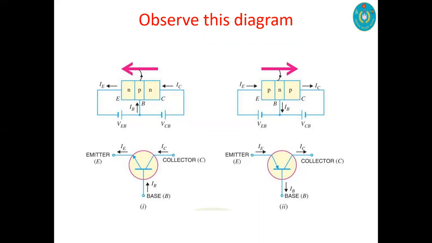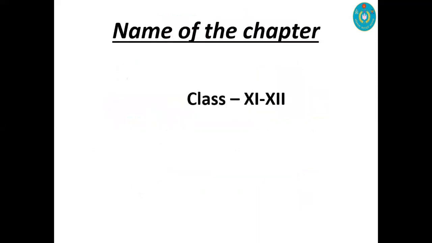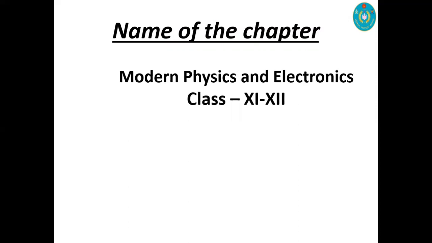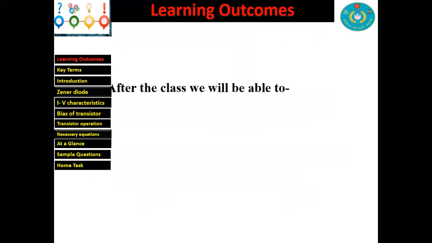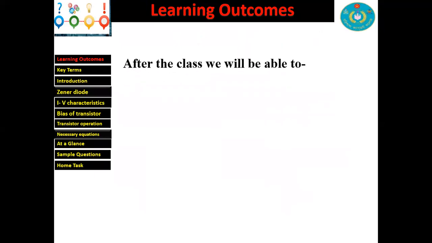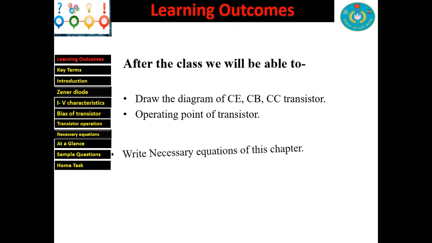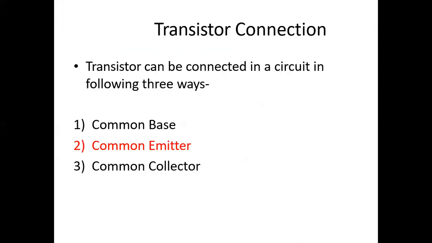In an NPN transistor, the carrier is conducted by electrons, and in a PNP transistor the carrier is holes. The name of the chapter, if you know, is Modern Physics and Electronics, and this is our third lecture. After this lesson you will be able to explain and draw the diagrams of the common emitter, common base, and common collector transistor, and the operating point of a transistor, and you can write the necessary equations of this chapter.